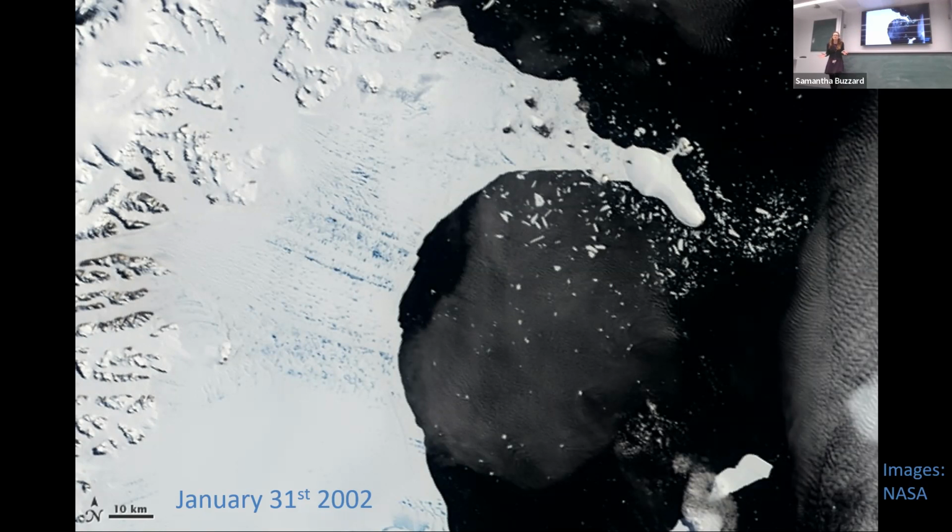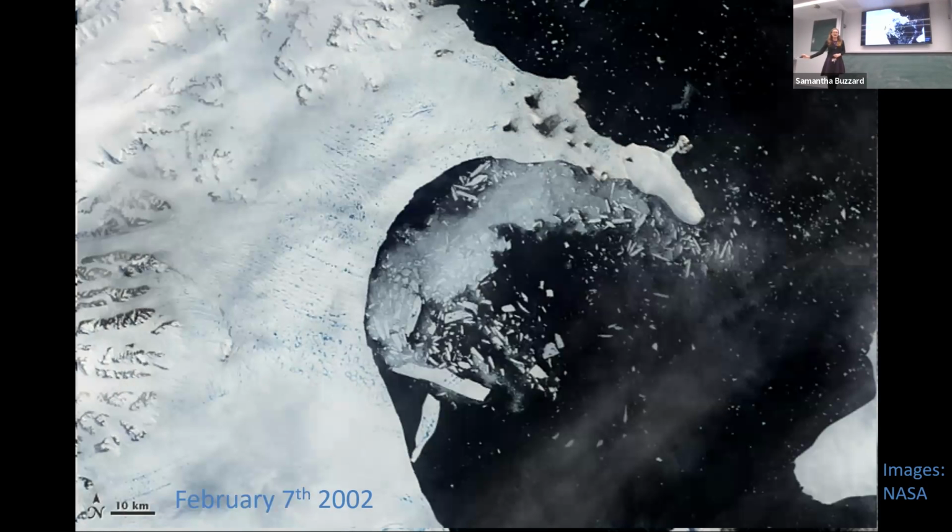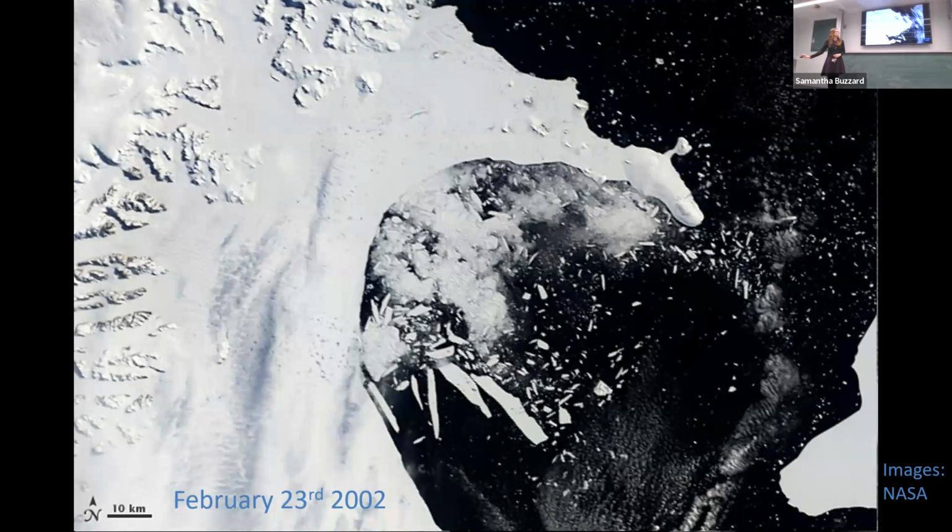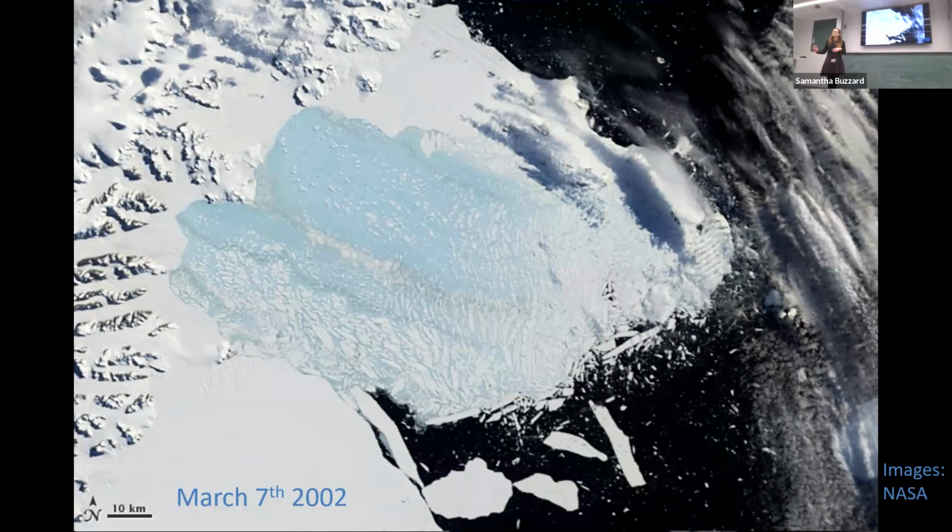So this was a huge area of ice, and I use the word was because shortly after this image was taken, we had this situation: a sudden and rapid collapse right across the ice shelf. The area of ice that was lost in just under a month was about twice the size of Greater London, so a really big climate event.